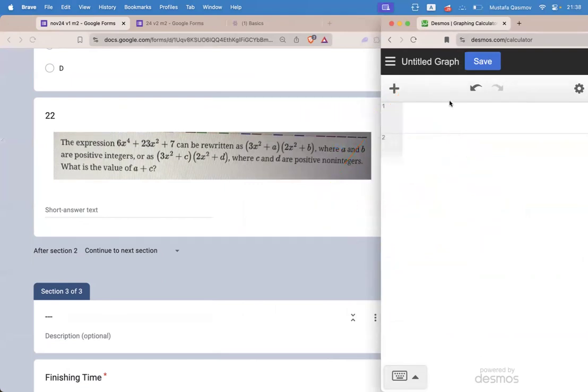You can do it with Desmos. But here, first you have to do a change of variable.